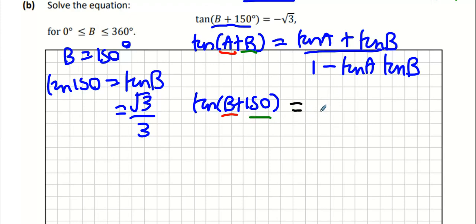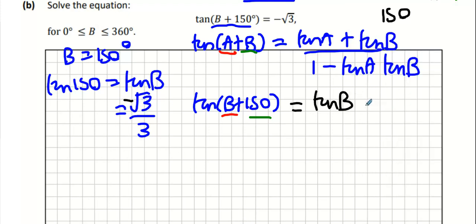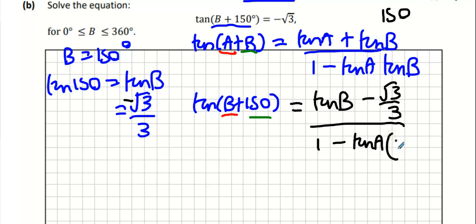So it's going to end up being tan B plus tan 150, which we know is, what's tan 150 again? Oh, it's minus root 3 over 3. So it's minus root 3 over 3. And then the other one is 1 minus tan A, times minus root 3 over 3. That's tan B again, not tan A, tan B. A gets replaced with B.